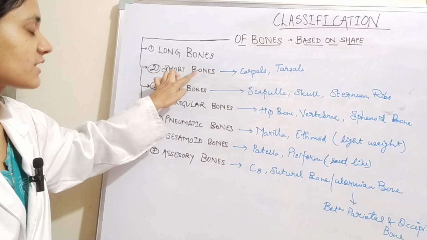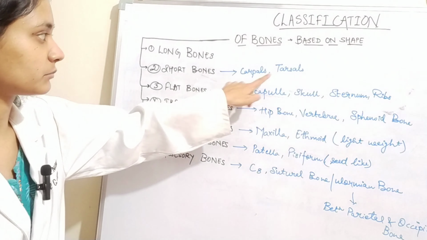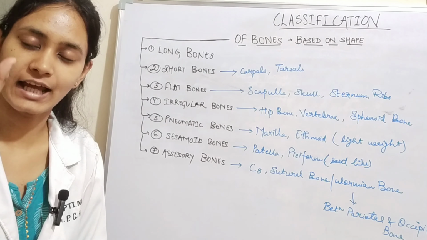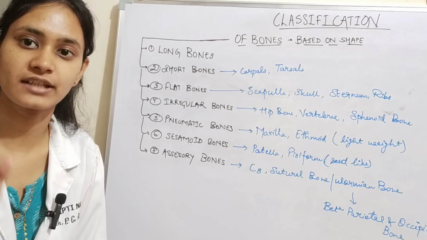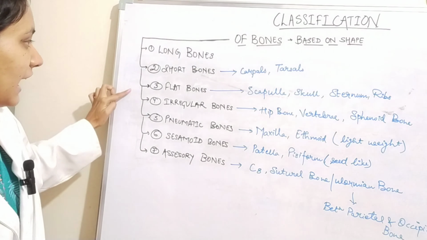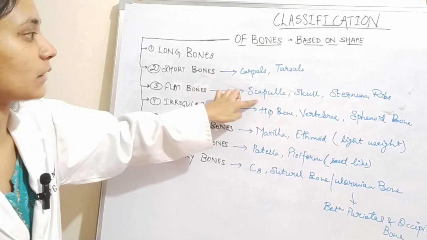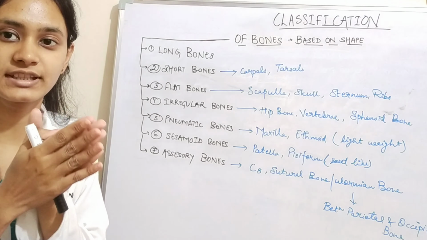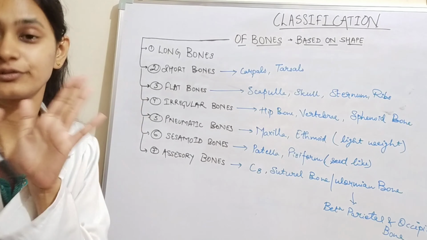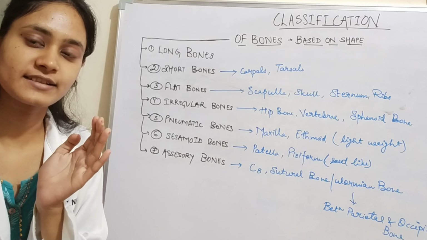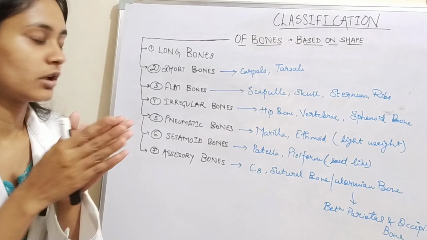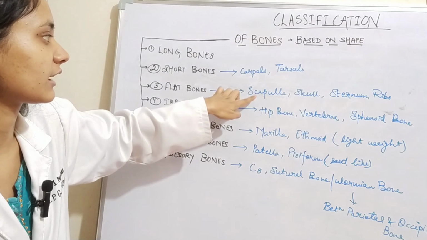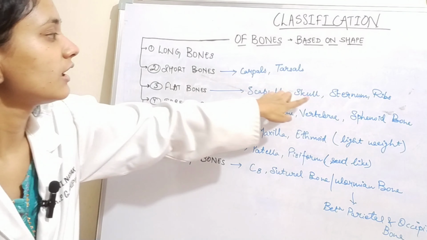Now the short bones. Short bones have examples like carpals and tarsals. Short bones are really small in size and do not usually contain the head, base, or shaft. Now, flat bones. Flat bones are your scapula, skull, sternum, and ribs. See, scapula is a flat bone. When we study scapula in detail, you will realize that it is a flat bone. It has no head or shaft, and it has an irregular kind of shape also.